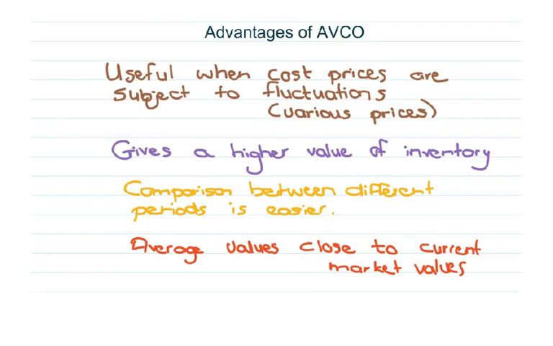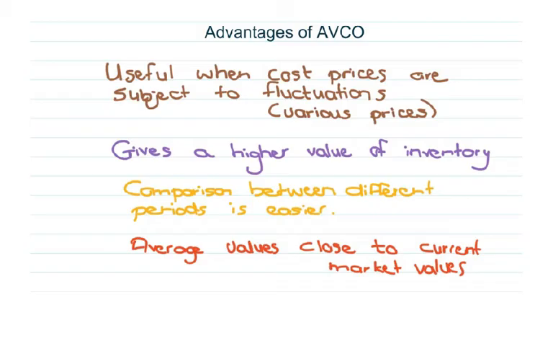Now, what are the advantages of the weighted average? The first one, it's useful when your cost prices fluctuate. So in other words, when you frequently buy items at different prices, then to attach a value to the inventory, it will make more sense if you use the weighted average method. And we actually said that with the first in first out method, it was not convenient to use that one when you frequently bought at different prices.